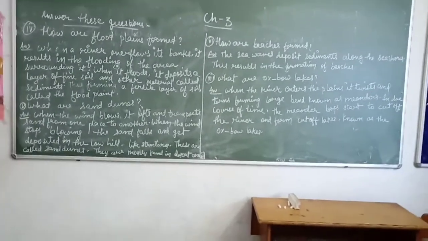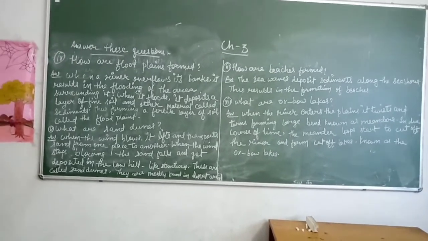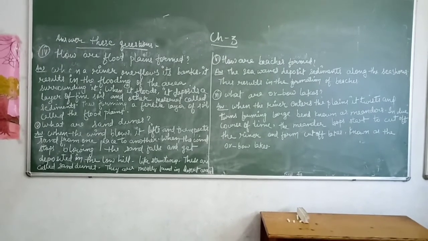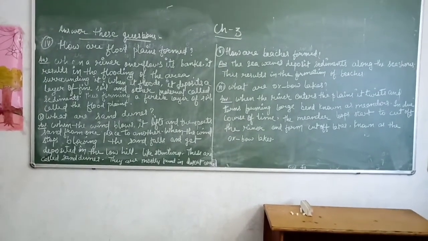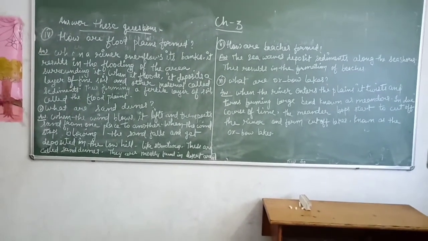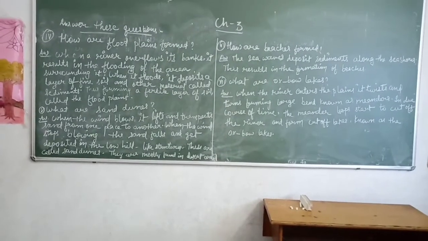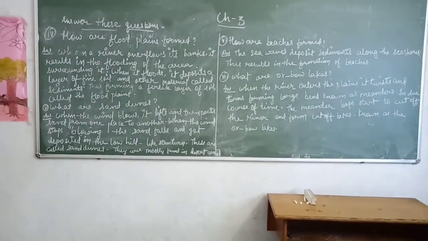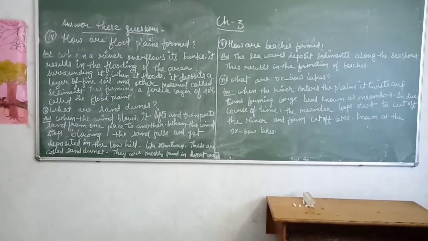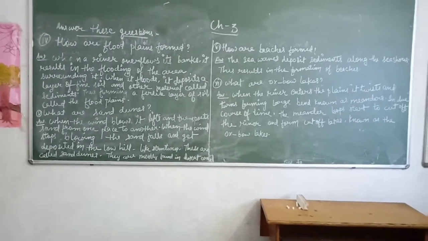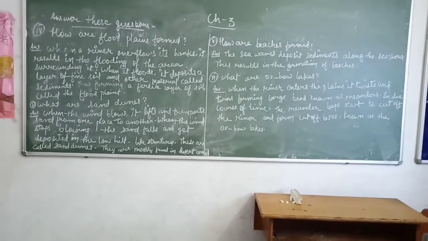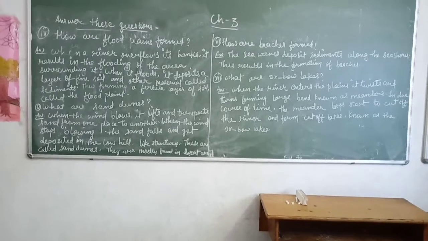So your next question is, what are sand dunes? So girls, your answer is, when the wind blows, it lifts and transports sand from one place to another. And when the wind stops blowing, the sand falls and gets deposited in low hill-like structures, and these structures are called the sand dunes. So generally sand dunes are found in the desert area.